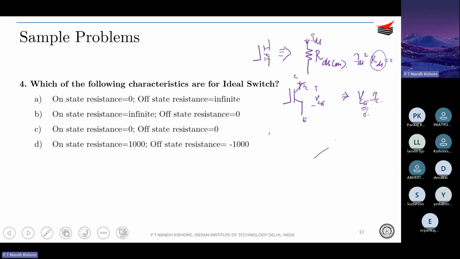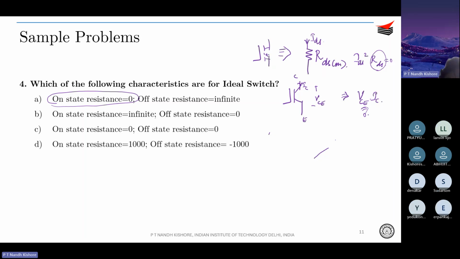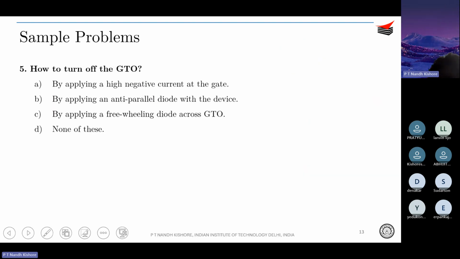So that is the characteristic of an ideal switch. That is why the on resistance needs to be zero, RDS needs to be zero, and off resistance needs to be infinite. When the switch is turned off, or if your gate source voltage is less than the threshold voltage, you want the device to completely block the voltage. You don't want it to conduct any current when the device is turned off. That's why you want your off resistance to be infinite. So the answer for an ideal switch is that on resistance is zero and off resistance is of course infinite. So this is pretty simple.